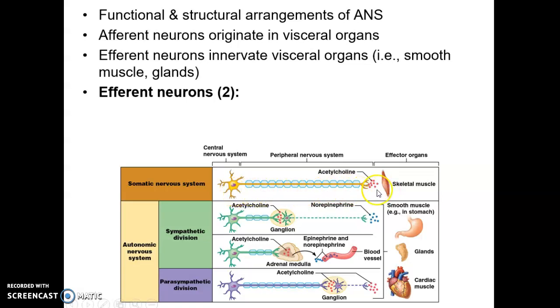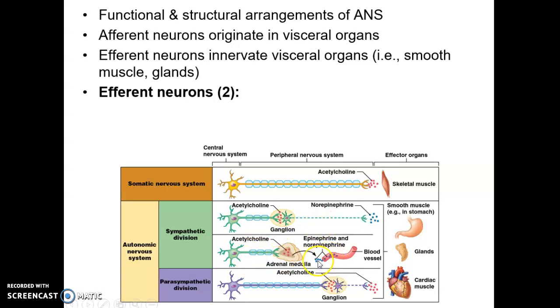Those motor neurons. With the autonomic nervous system, efferent neurons, there are two, as you see here. Sympathetic division, color-coded in green, parasympathetic in purple. Notice that there's one efferent neuron that starts in the central nervous system, and then it synapses with the cell body of a secondary neuron that will then synapse at the actual visceral organ. So there's two efferent neurons.